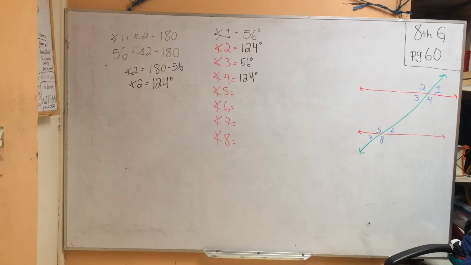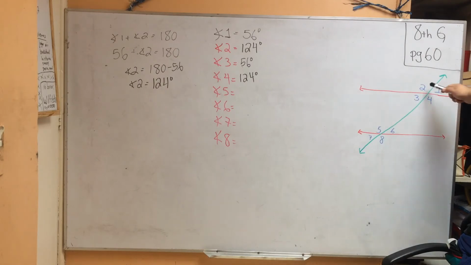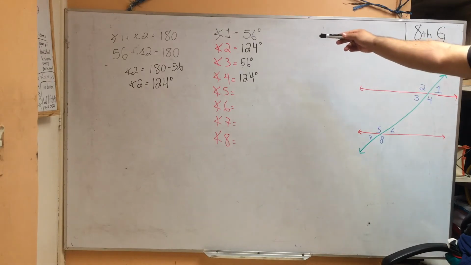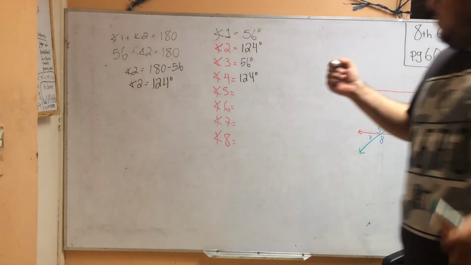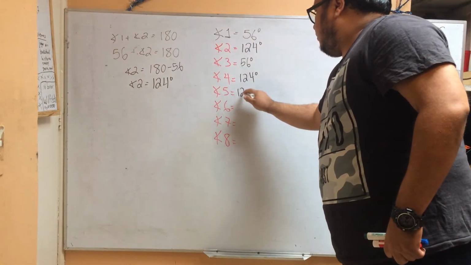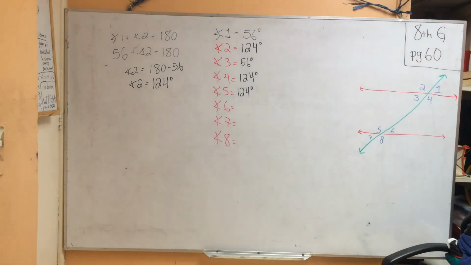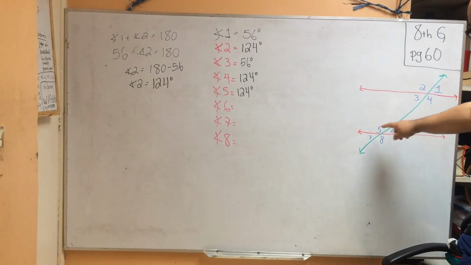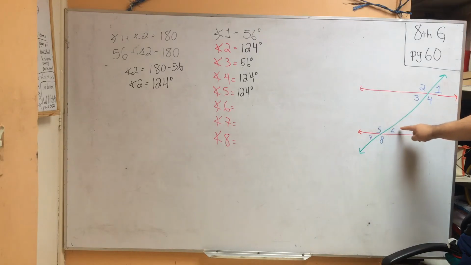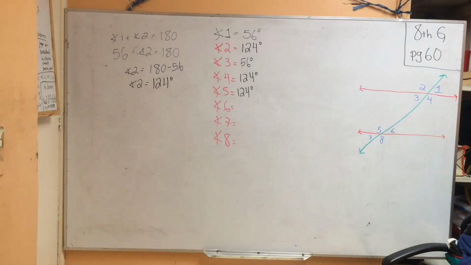So what do we have here? They are corresponding angles. So the definition that we're looking for is corresponding, number 2 and number 5. So if number 2 is 124, that means that angle number 5 is 124.